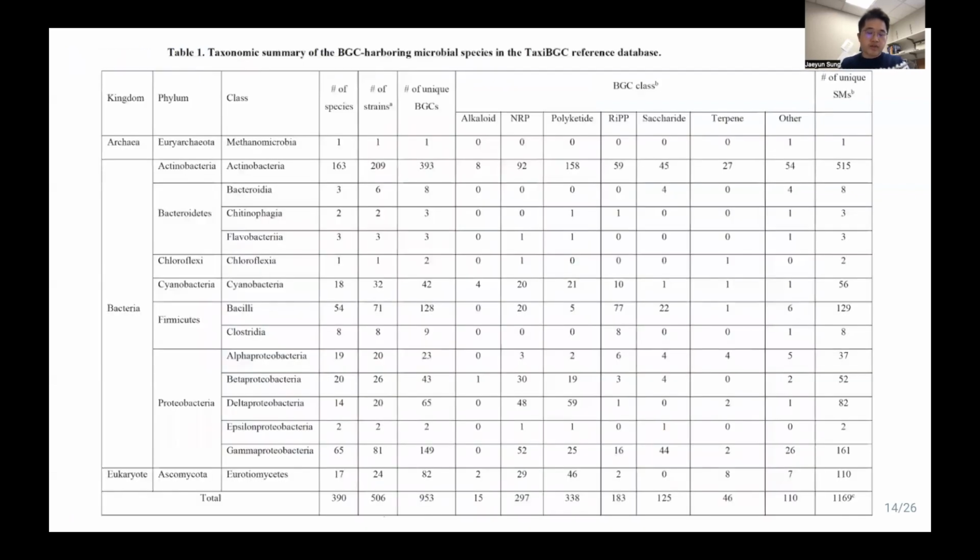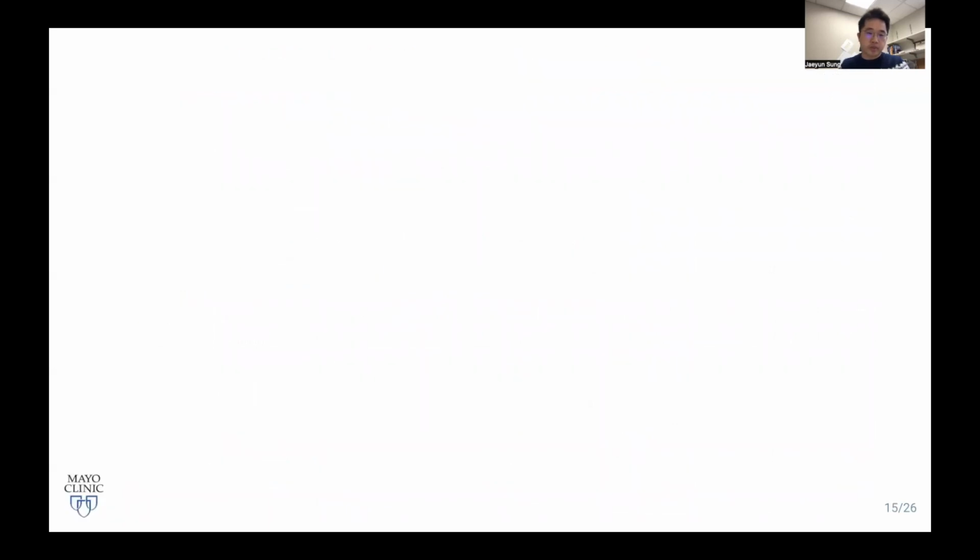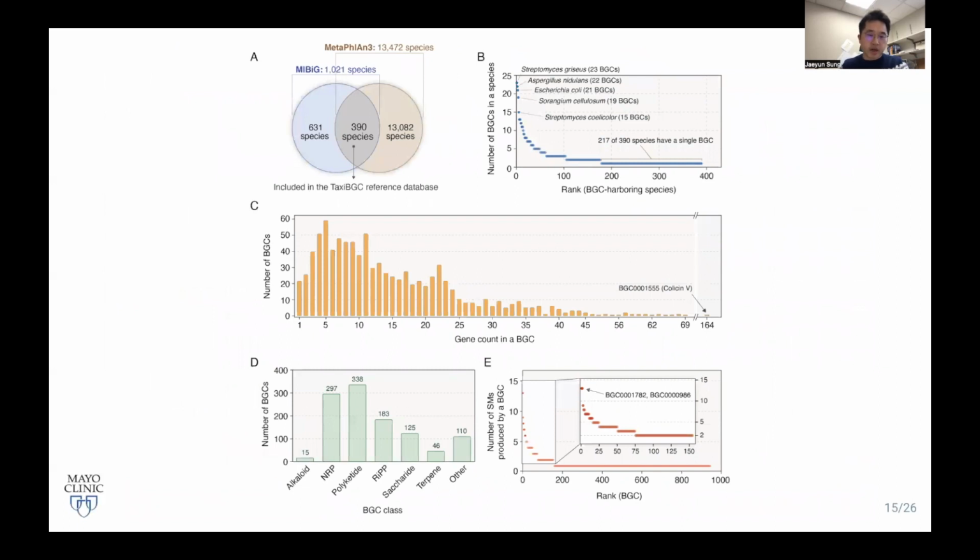Now, the list of taxonomies that are known to harbor BGCs in their genomes, as annotated by the MyBig database, is shown here. As you can see, our TaxiBGC reference database takes into account a wide range of taxonomies when calling the potential list of BGCs from taxonomies found to be present in the input metagenome. We also provide a detailed characterization of the relationships among microbial species, BGCs, and SMs in our reference database.